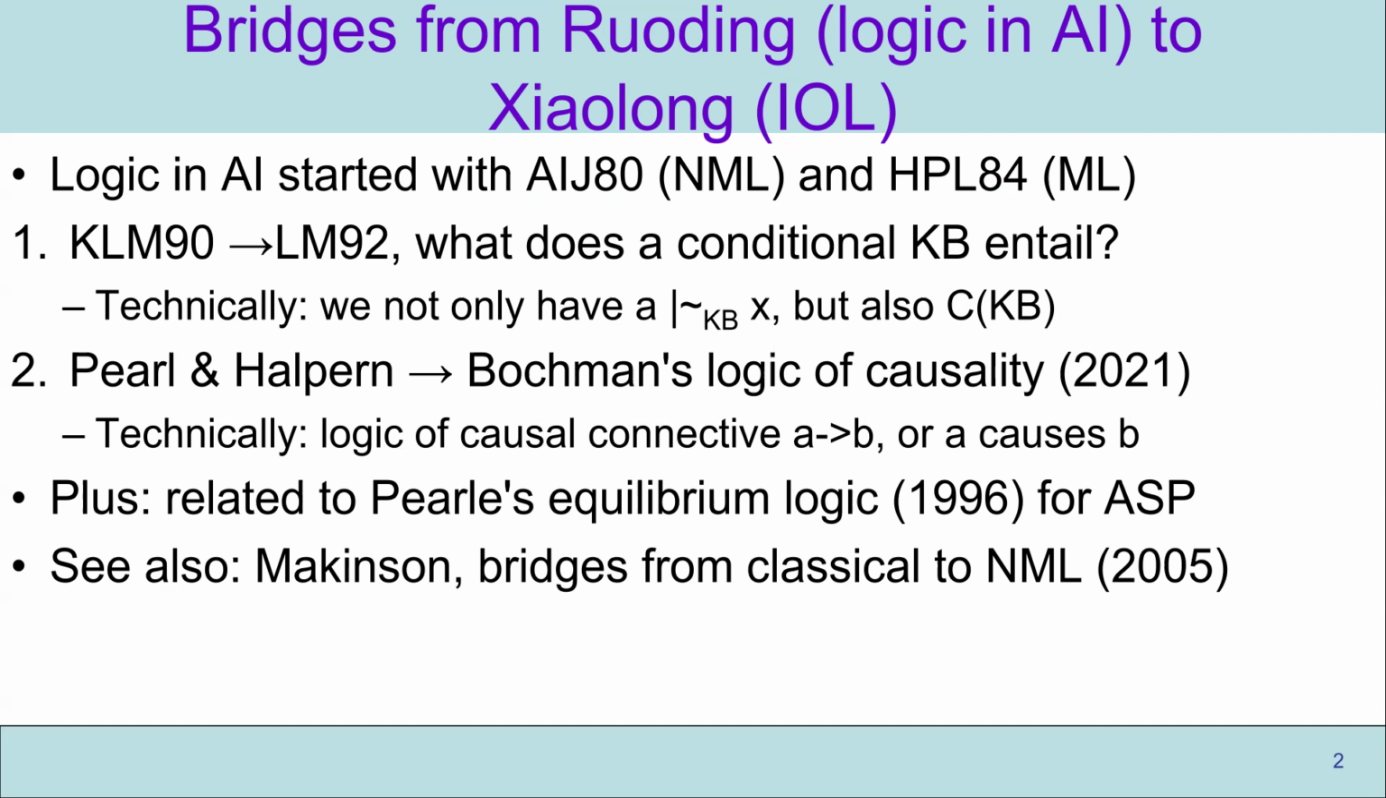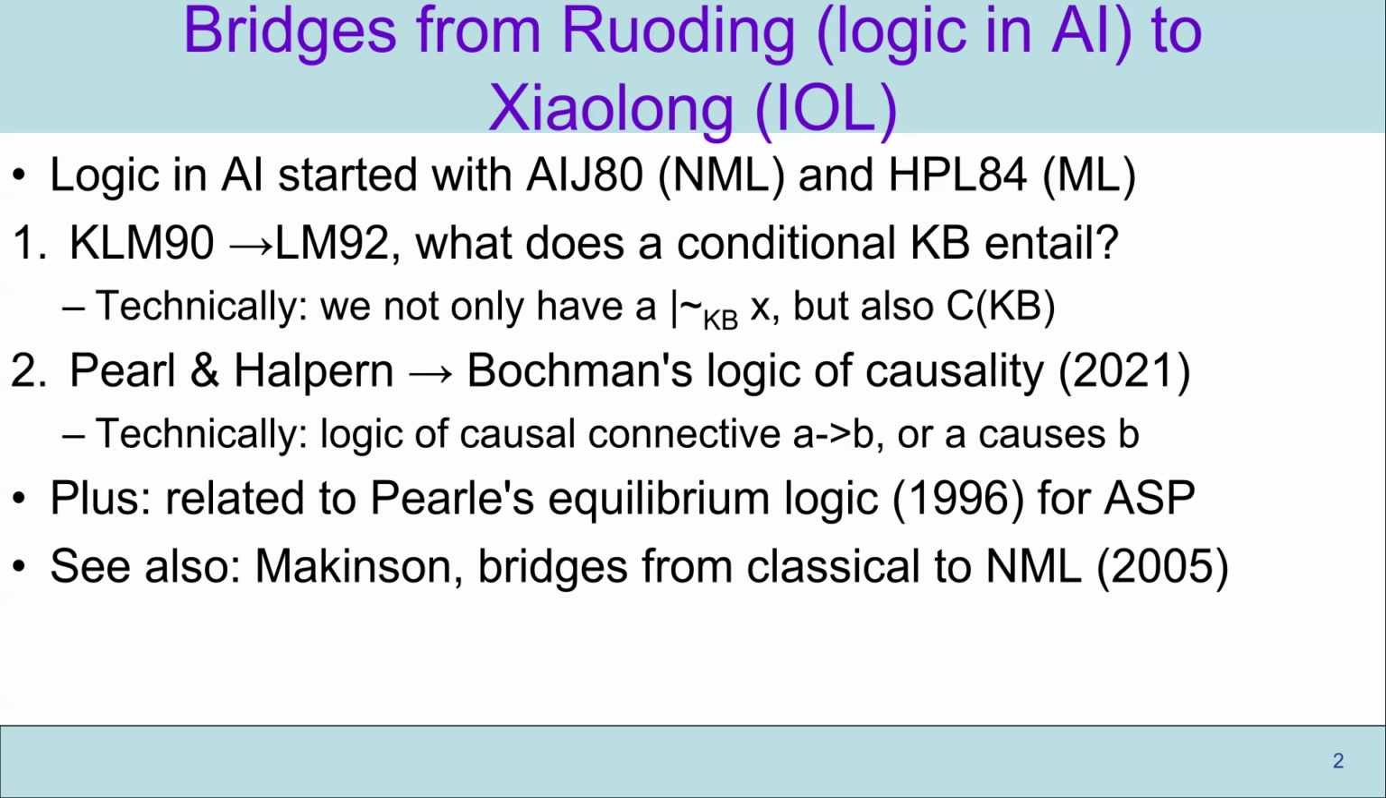Now, I was thinking a bit about input-output logic and how to explain this to an audience which might never have heard about this. And then I was thinking, okay, maybe I can make a bridge between what Rudin was talking about on Monday and what we will see this afternoon. If we think about non-monotonic logic, as we saw on Monday, the hallmark was KLM90. So this was Kraus, Lehmann, and Magidor. We discussed this on Monday, and they had this particular kind of properties of non-monotonic inference relations.